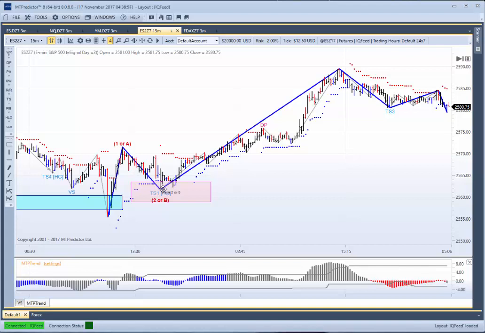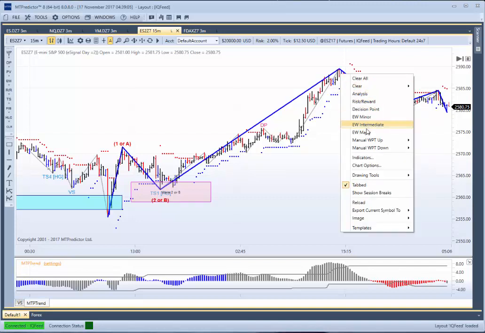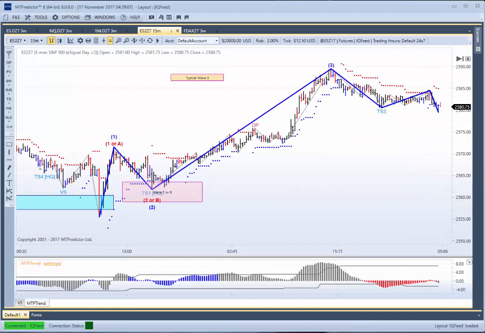We're then looking for a strong wave 3 swing, and you can see that's what unfolded. If I right mouse click up here and do Elliott wave major again, you can see that's what the market did. It went up to wave 1, down to wave 2, up to wave 3, with the high pretty much at the typical wave 3 WPT.